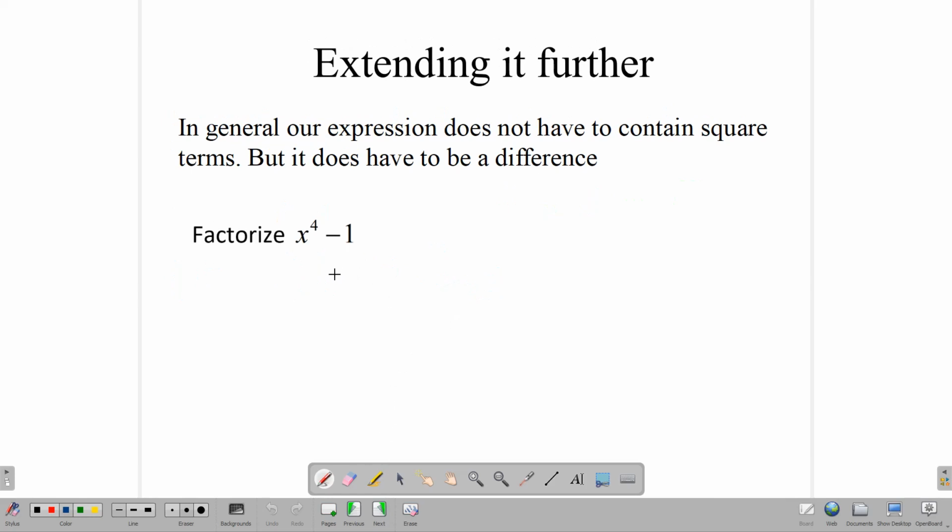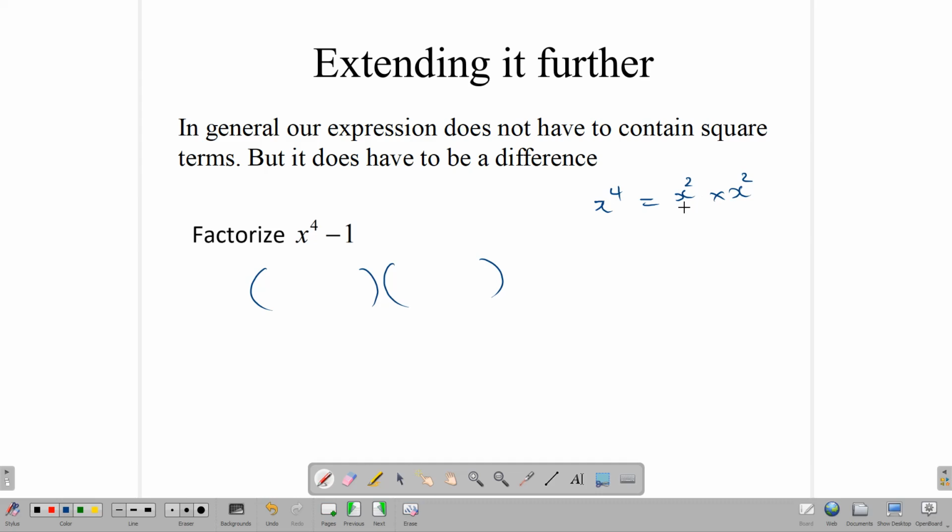Here we have another one again. Here we have a 4 instead, and not the regular 2. So let's open a bracket. Now the square root of x to the 4th. Remember now, x to the 4th is actually equal to x squared times x squared. So the square root of x to the 4th is actually x squared.